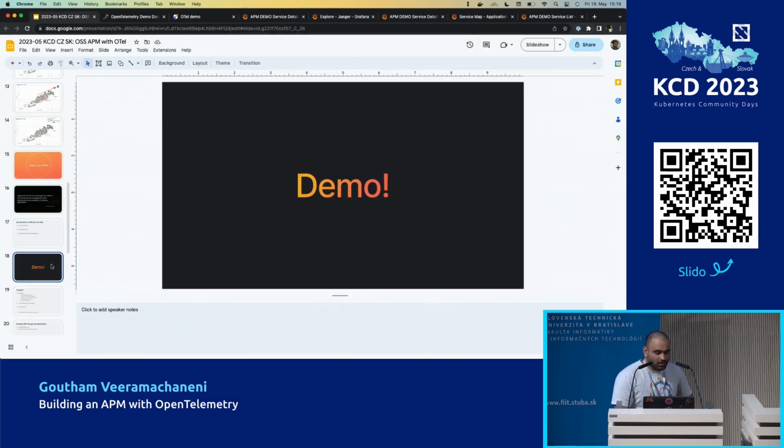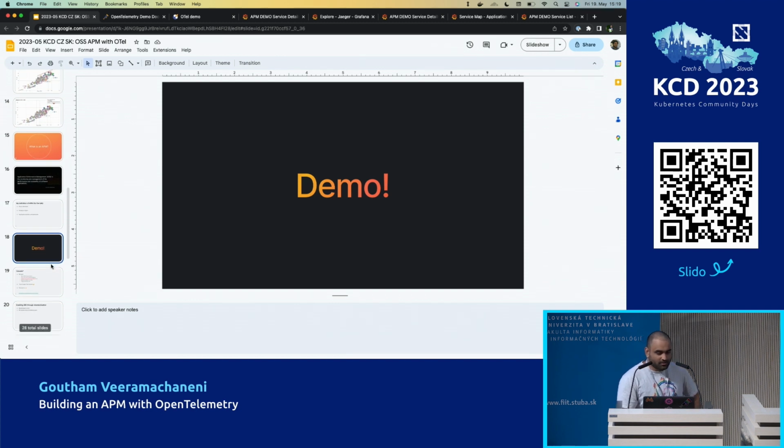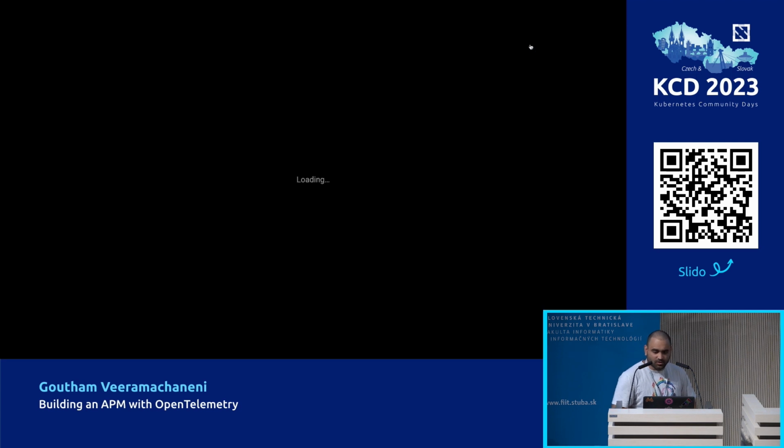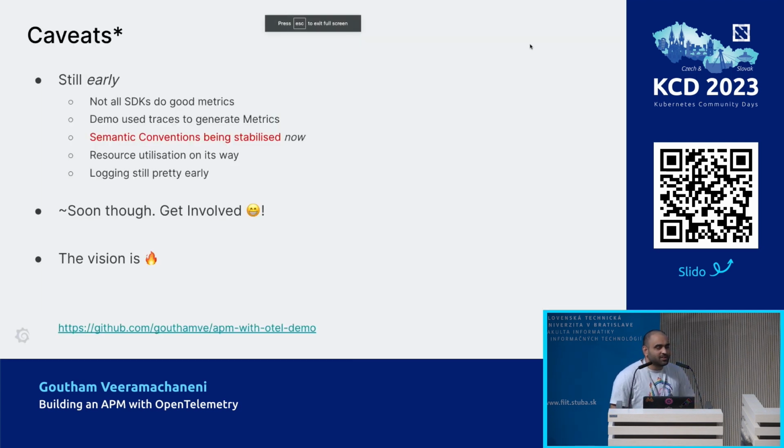I will talk about some of the caveats of OpenTelemetry and then jump into some of the goodness of OpenTelemetry. So the caveats. OpenTelemetry is still very early. It has been formed through a merger of OpenCensus and OpenTracing. So it has really stable and production-ready tracing APIs and tracing SDKs that you can use. But the metrics SDKs are getting there. The spec is stable, and now people are implementing this spec. Not all SDKs do good metrics. So this demo, instead of relying on HTTP metrics, generated metrics from the traces, because the traces are so good.